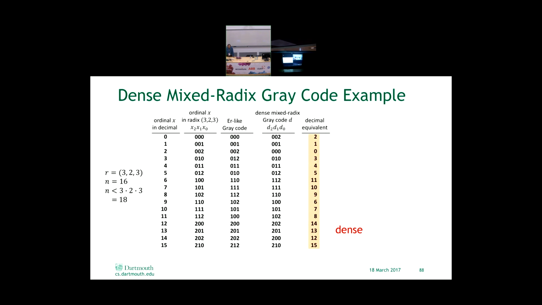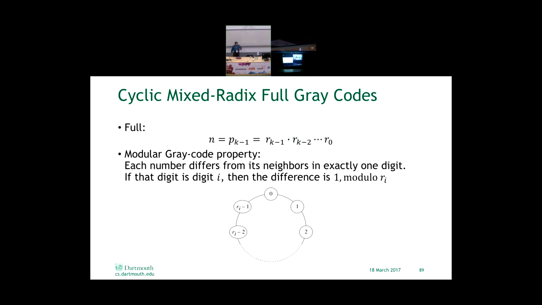So instead of the strict property where everything varies by 1, we're going to say it varies by 1 modulo the radix. So now if we are talking about a radix that is 10 and you're at 9 and that's the digit that changes, it can go to 8 or it can go to 0. And 0 can go to either 1 or to 9. So it's this modular ring, which I'm sure you all are familiar with.